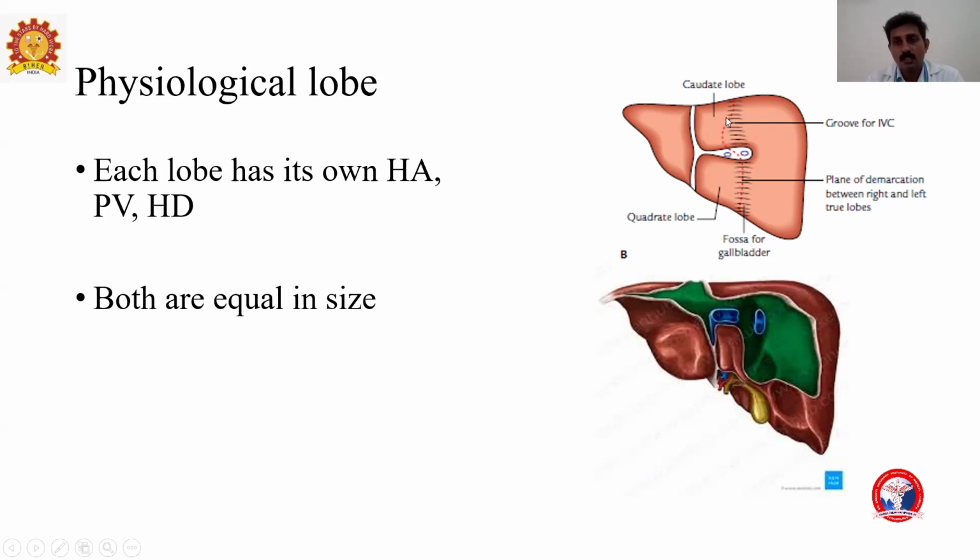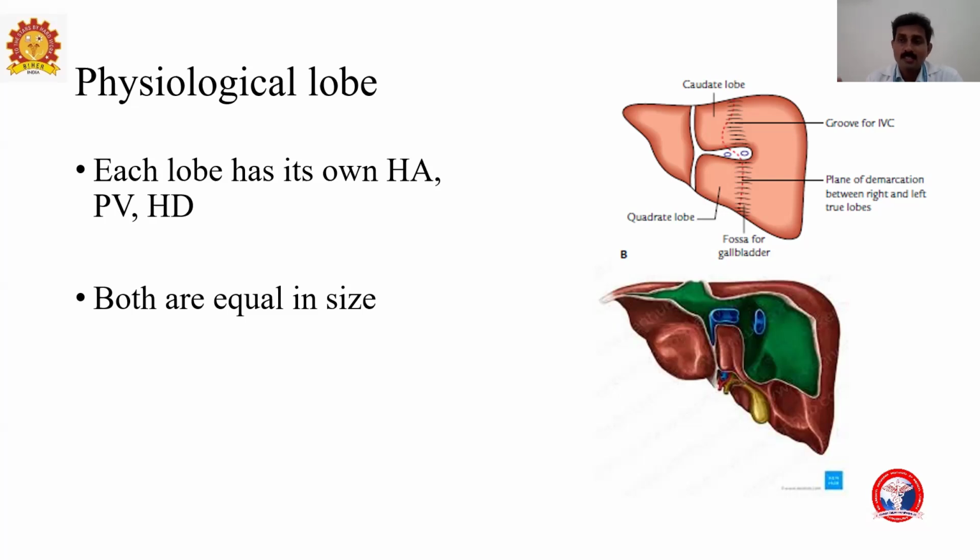One thing you should note here, the caudate lobe is equally divided between the right lobe of the liver and the left lobe because the Cantlie's plane runs like this. Here we divide them into right and left. Cantlie's plane is dividing the caudate lobe, a part into the right lobe and a part into the left.